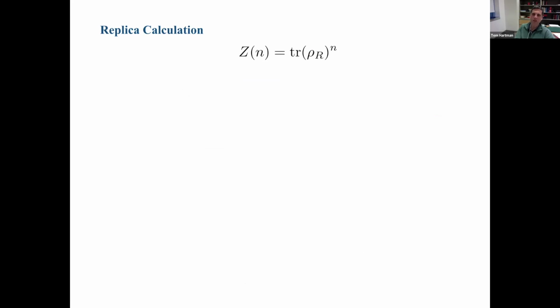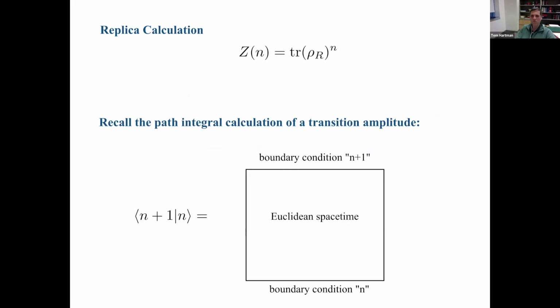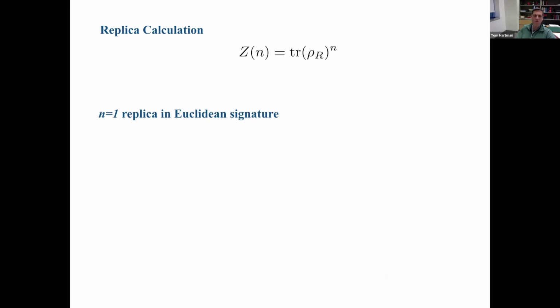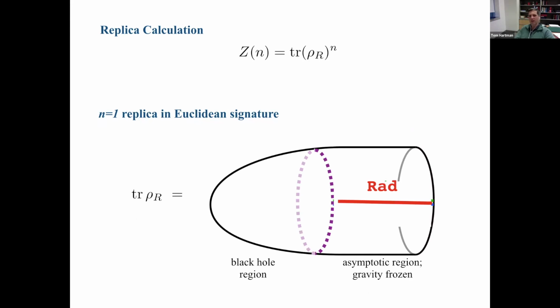So let's do the calculation. We want to calculate the replica partition function, Z_n = Tr(ρ^n). Recall the basic formula for the path integral. It tells you the transition amplitude. This diagram on the slide is the same thing I was drawing in part 1, that the Euclidean path integral calculates transition amplitudes between different states. Let's start with the easiest case, which is the same as part 1, where we set n to 1. If we set n to 1, then we're just calculating the thermal partition function, Tr(ρ). So here's a picture.